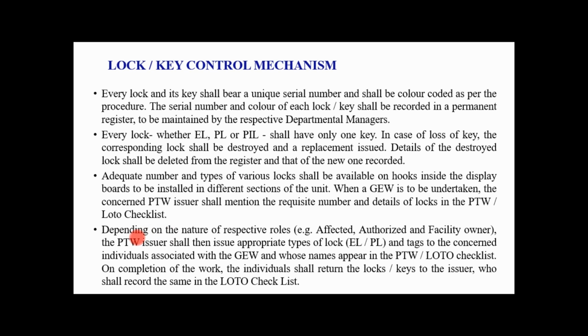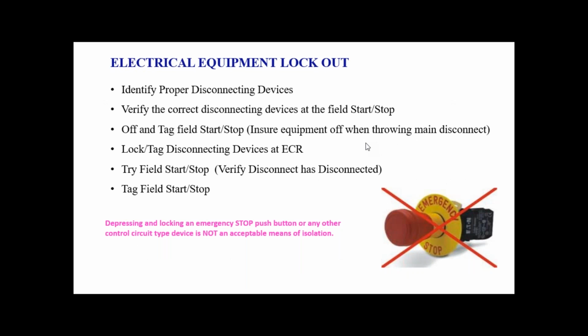The checklist should be prepared by that PTW issuer or the authorized person, depending on the nature of the respective roles. So the authorized persons or affected employees, facility owner or PTW issuer, these are the different persons who have the specific roles and responsibilities for this LOTO system. So all these things should be taken care of in the key control mechanism under these LOTO systems.